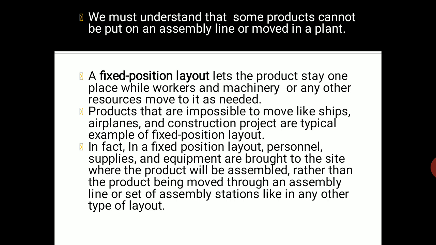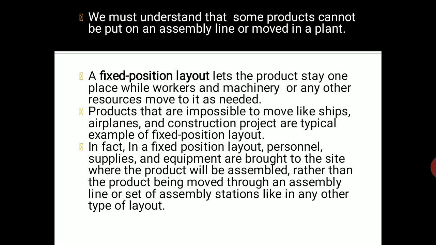Instead, the things are brought to this product and the work is being done on that particular product. At that time, we call this type of arrangement a static or fixed layout. Now, a fixed position layout lets the product stay in one place while workers and machineries or any other resources move to it as needed. That means a fixed position layout is such a kind of arrangement in which the product does not move.